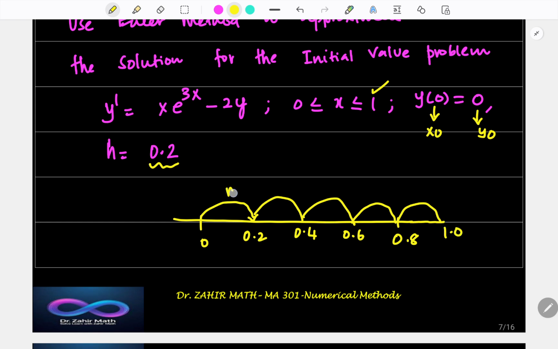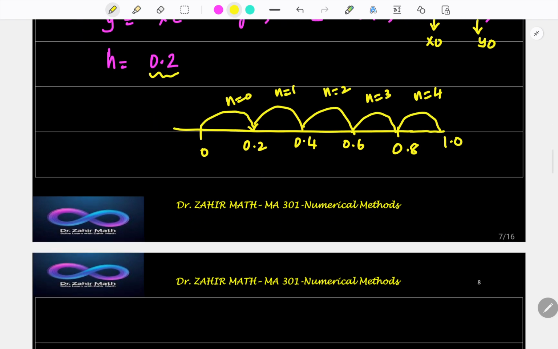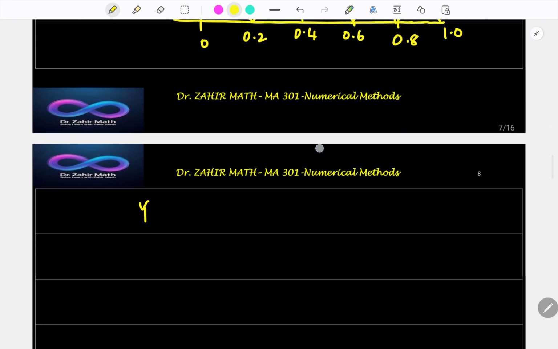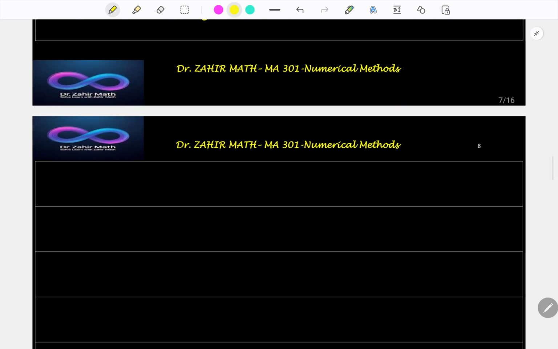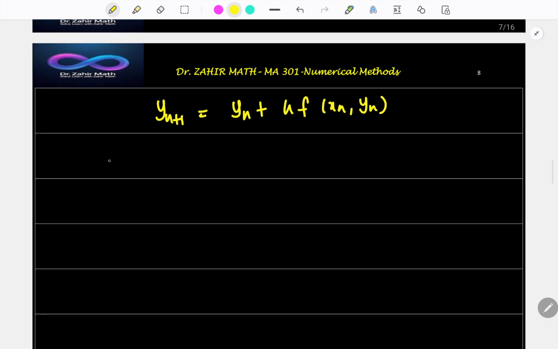So this is n is equal to 0, n is equal to 1. If you are not using a calculator, you are going to use the n values, right? n is equal to 4, right? So on the calculator, what are you going to do? Let me write the formula. You have to write the formula, keep in your mind. The formula is y n plus 1 is equal to y n plus h times f of x n comma y n. This is Euler's algorithm.